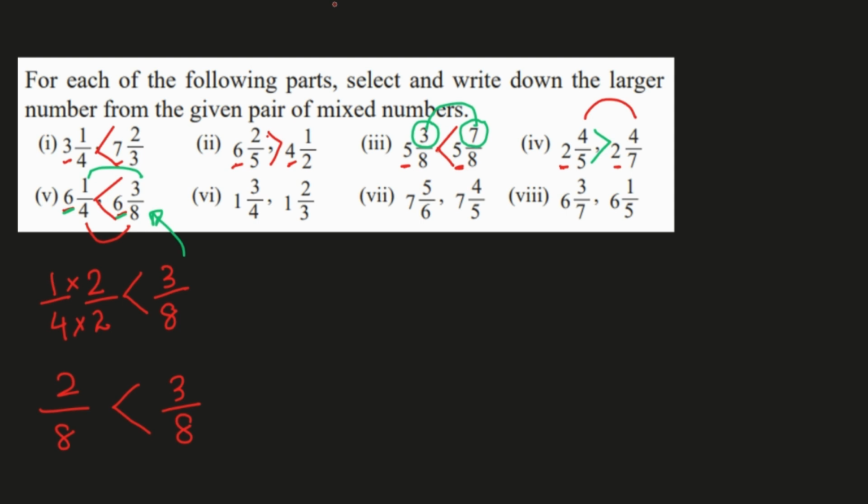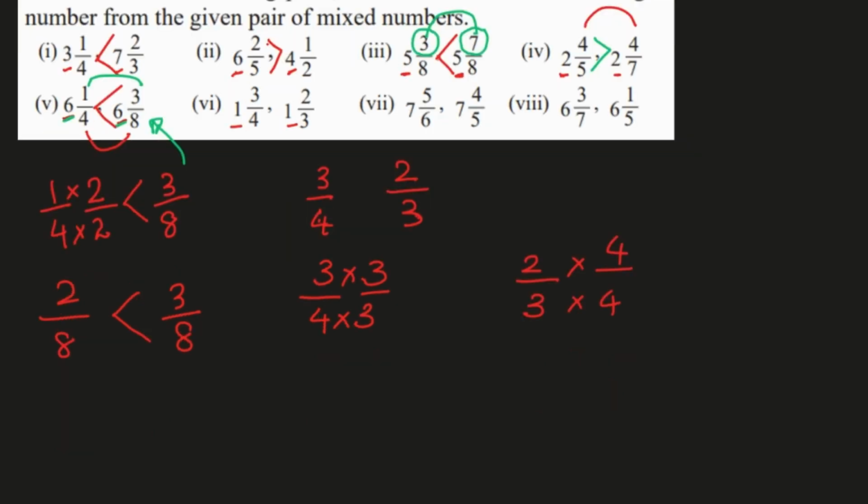1 and 3 upon 4 and 1 and 2 upon 3. Here, the whole number parts are equal. Then we are comparing 3 upon 4 and 2 upon 3. If you find the LCM, you will get it as 12. Or you can simply multiply 4 by 3 and 3 by 4 likewise. Okay, let's multiply it together. So you are multiplying the denominator by 3 and the numerator needs to be multiplied by 3. Then 2 upon 3, you are multiplying both the numerator and the denominator by 4. Right?